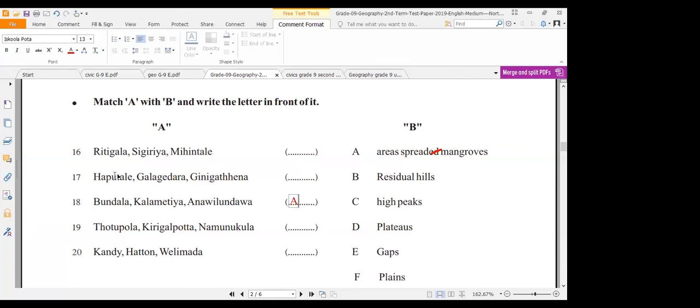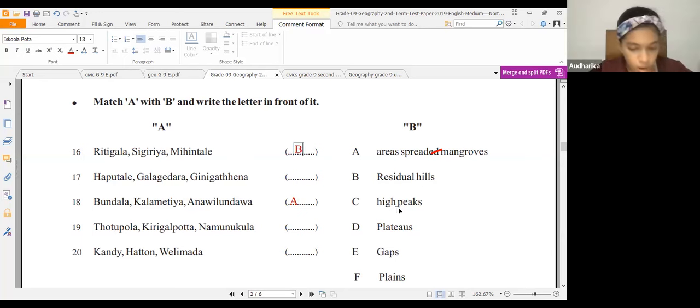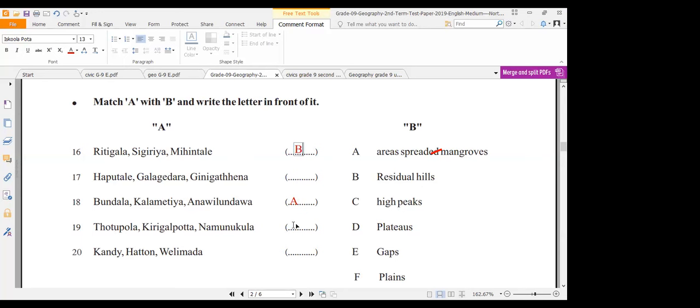Next one, residual hills. Ritigala, Sigiriya, Mihintale. Yes, Ritigala, Sigiriya, Mihintale, correct. High peaks. Totapola Kanda, Kirigalpotta, Namunukula. Namunukula, yes. C letter.